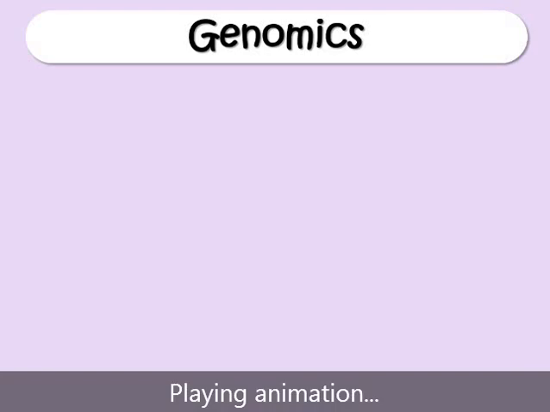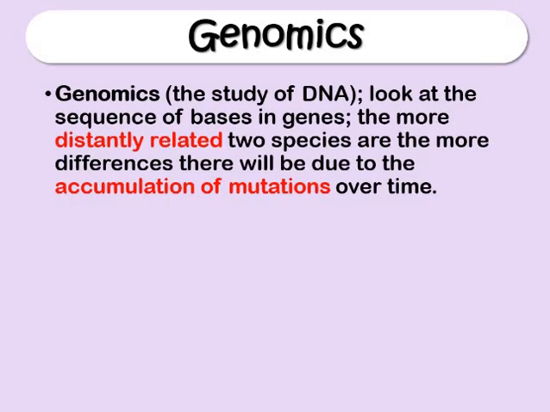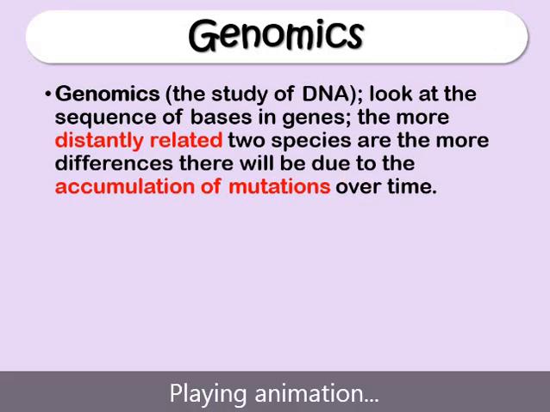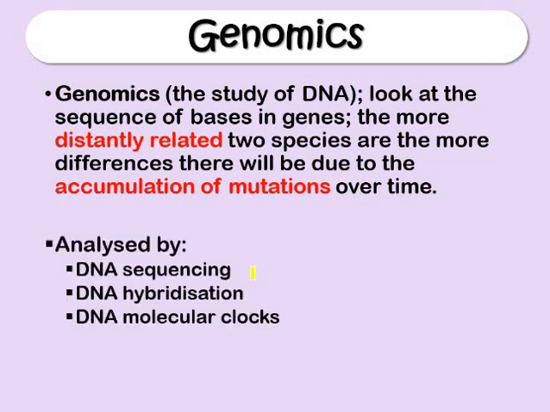So, genomics, the study of DNA, we look at the sequence of bases in genes. The more distantly related two species are, the more differences there will be between them because they have accumulated mutations over time. And we can look at that by looking at DNA sequencing, DNA hybridization, and DNA molecular clocks.